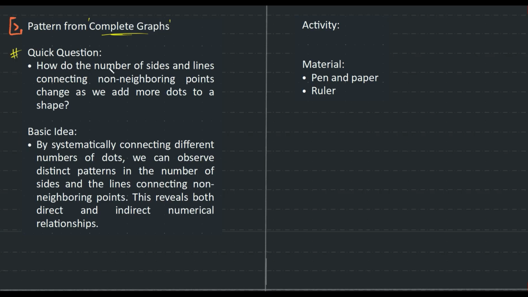So basically, how do the number of sides and lines connecting non-neighboring points change as we add more dots to a shape? I'll explain this. The basic idea is that by symmetrically connecting different numbers of dots, we can observe distinct patterns in the number of sides and the lines connecting non-neighboring points. This reveals both direct and indirect number relationships.